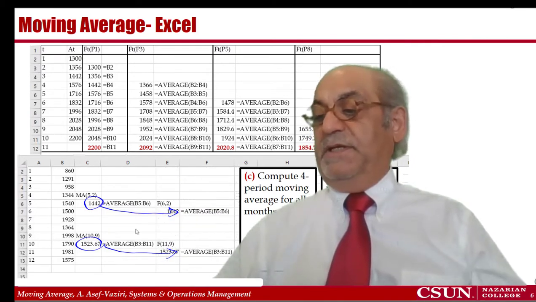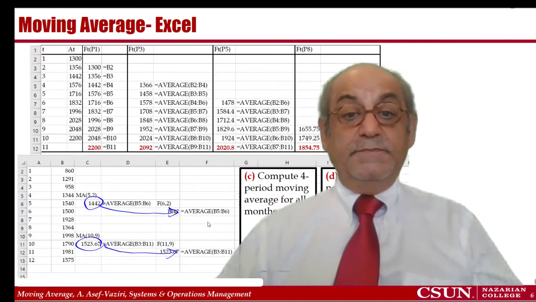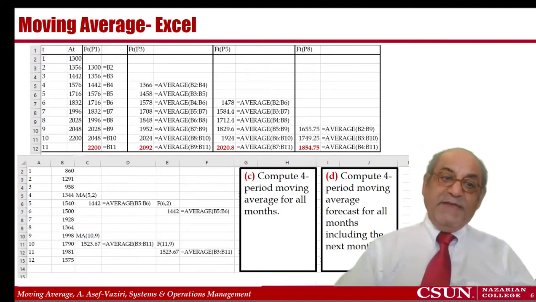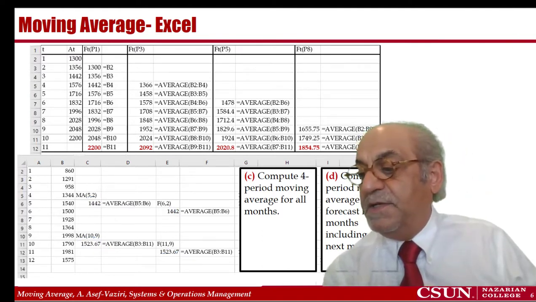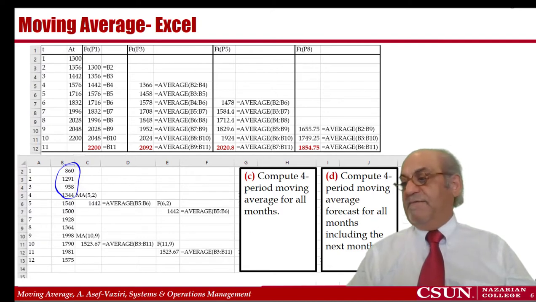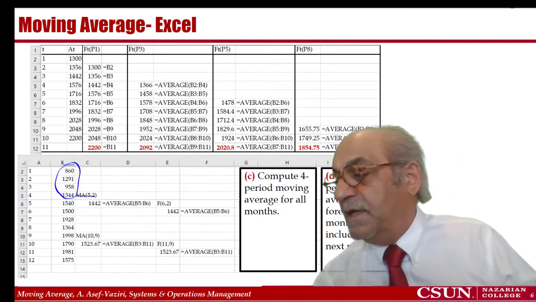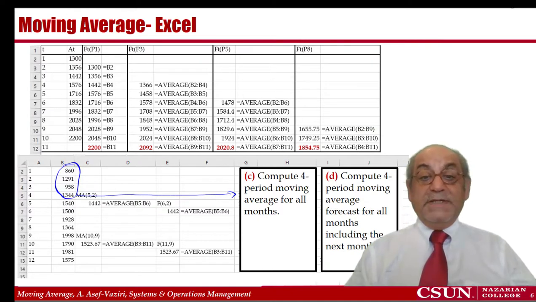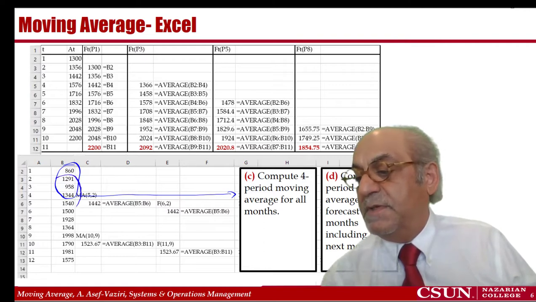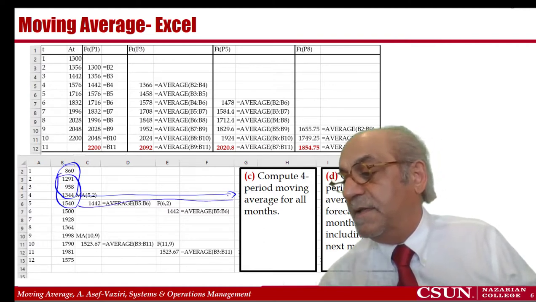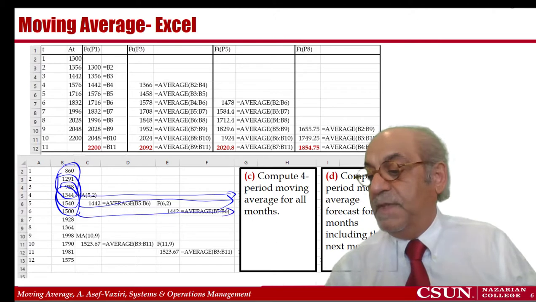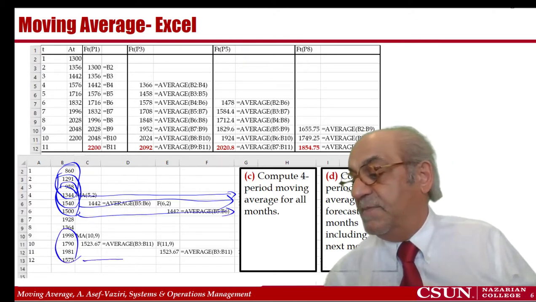Here are the information and here are the formulas. Compute the 4-period moving average for all periods. The 4-period moving average will not be available until month 4. That is the first time that I will have a 4-period moving average. I average them and I put it here. But it asks for every month. So I'll take the next 4 months and put it over there, and the next 4 months, and put it over there, and the last 4 months, and put it over there.